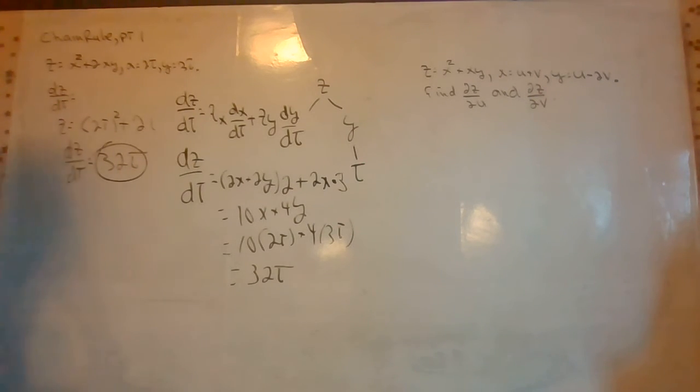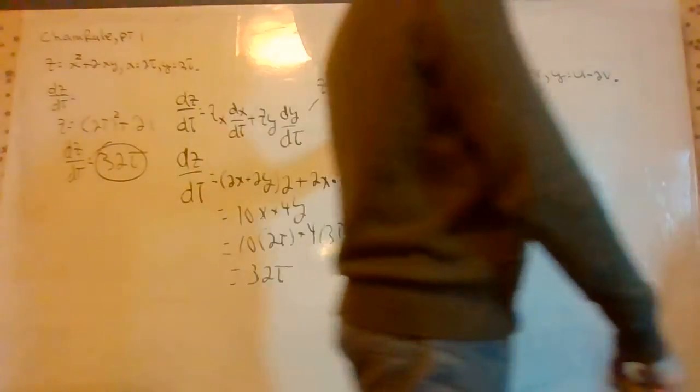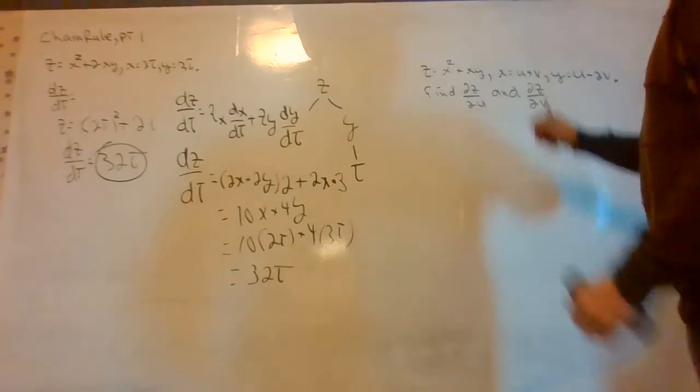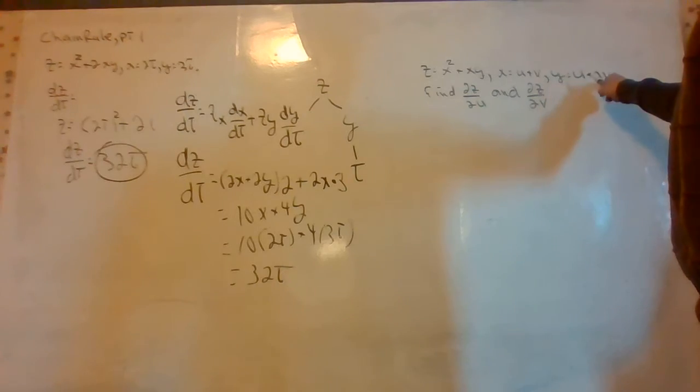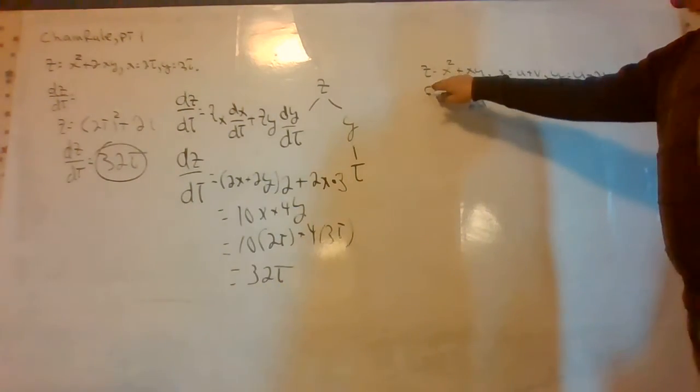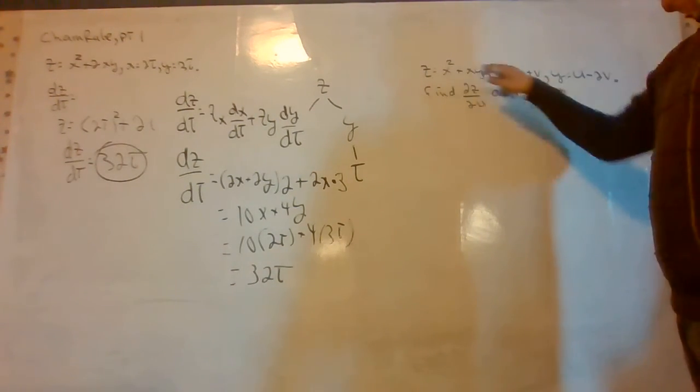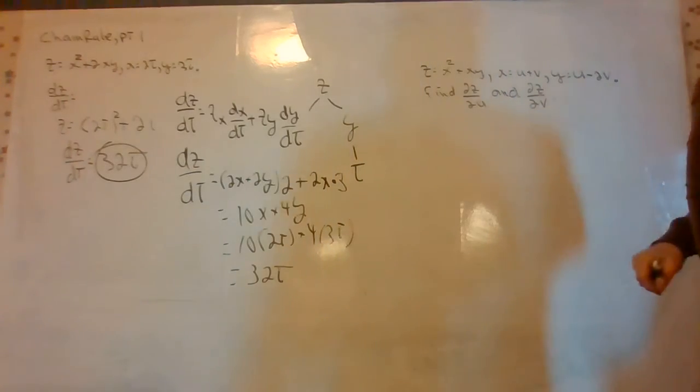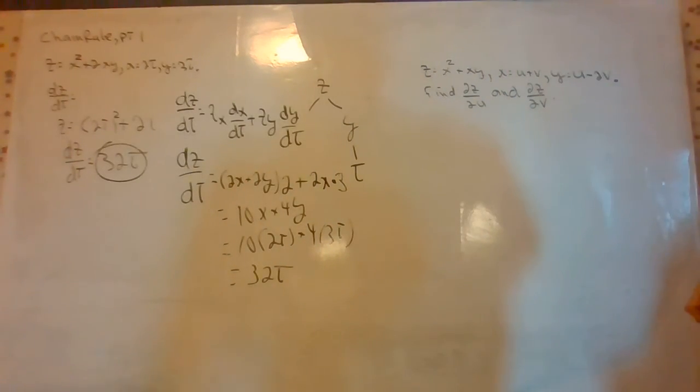So here we have z is equal to x squared plus xy. x is u plus v, y is u minus 2v. We want to find partial of z with respect to u and partial of z with respect to v. And again, we can use two different methods.